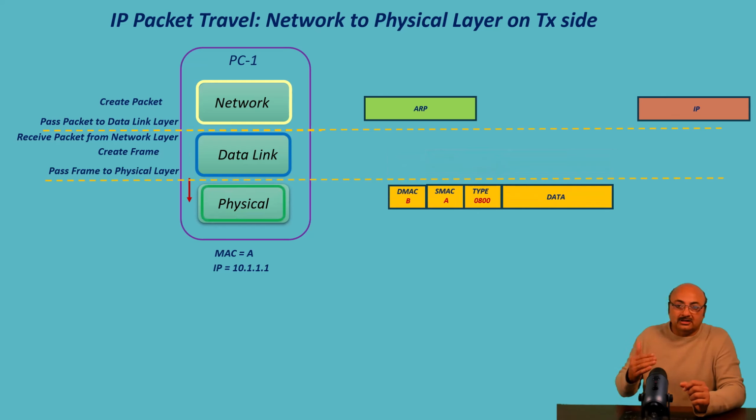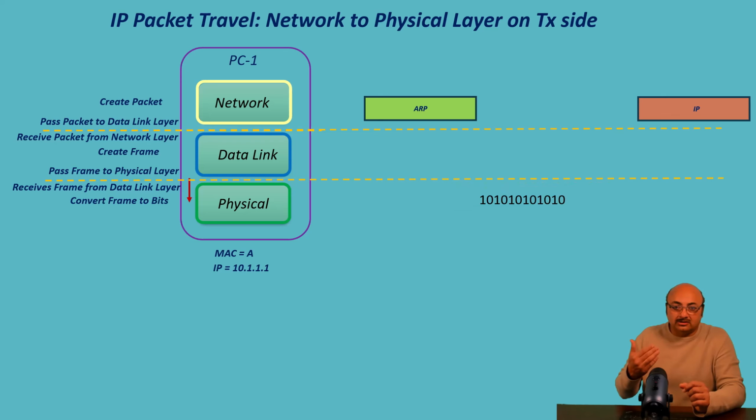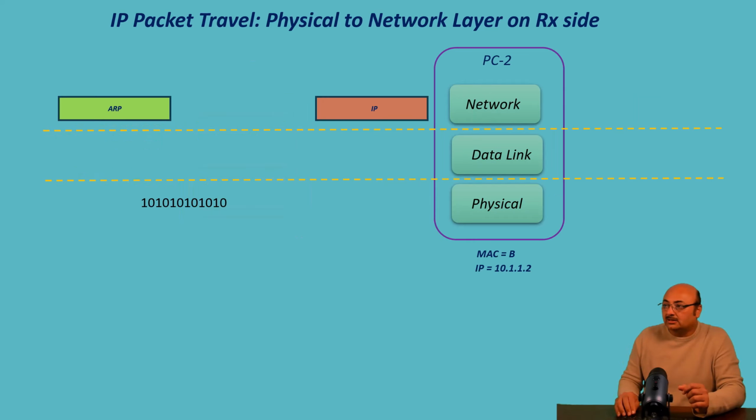Here, the physical layer receives it and converts it into bits. Next, it will transmit the bits across the physical medium. Let's move on to the receiving side. At the receiving side, the physical layer is going to convert the received bits into a frame and push the frame to the data link layer.